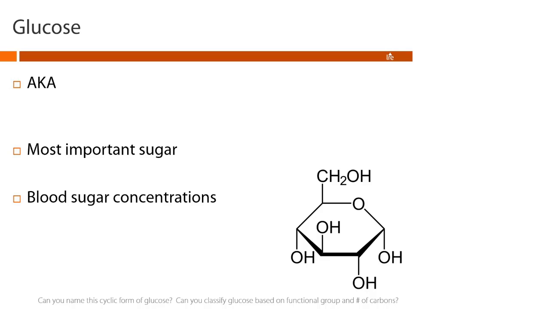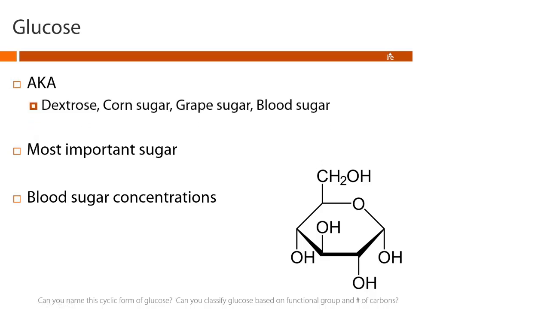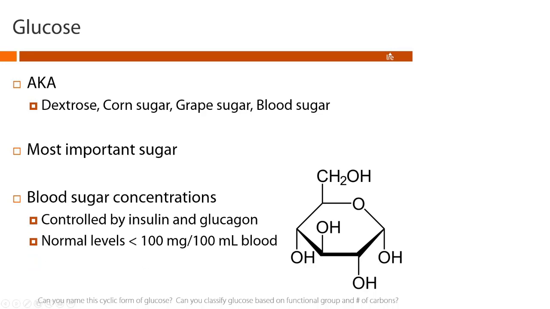We're going to start with the one that is most important in you, and that is glucose. Glucose is also sometimes called dextrose, corn sugar, grape sugar, or blood sugar. The concentration of glucose in the blood is very important for our normal body function, and it's carefully controlled by a pair of peptide hormones known as insulin and glucagon. We're going to talk about these a little bit more when we get to the proteins modules.